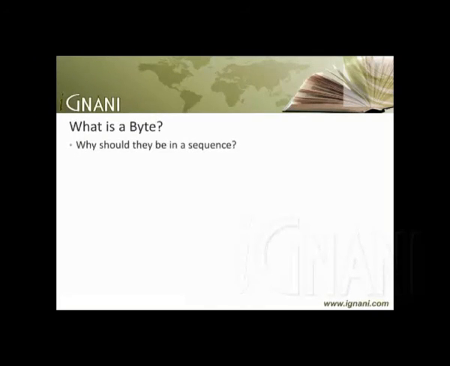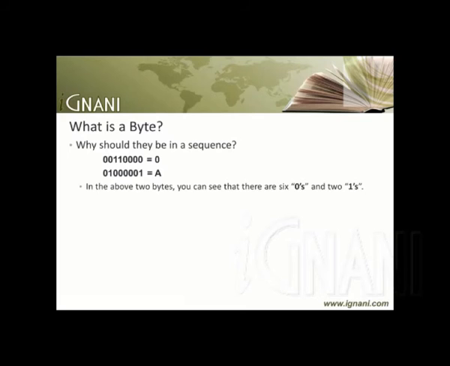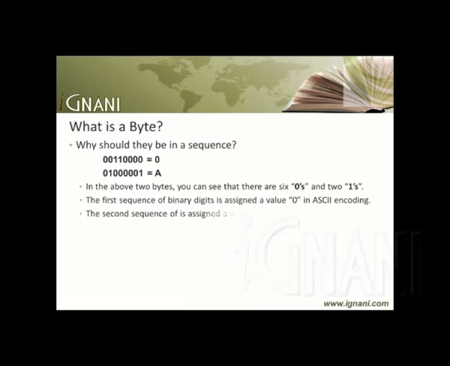Let us take 2 different combinations of bits and their ASCII characters. 00110000 represents the ASCII character 0, while 01000001 represents uppercase A. If you monitor the above two bytes closely, you can see that in both these combinations there are 6 zeros and 2 ones. While the first sequence of binary digits is assigned a value 0, the second sequence is assigned a value of A. The only difference is their sequence.